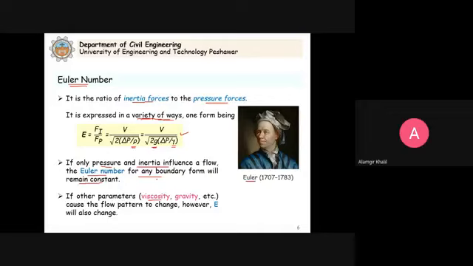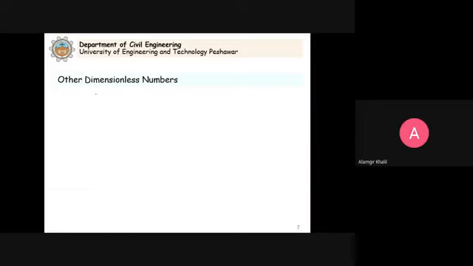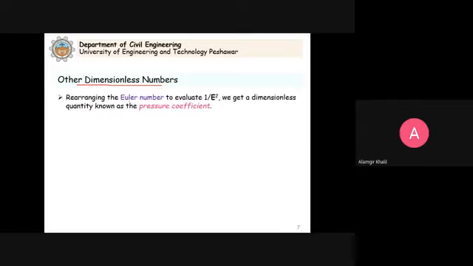Now, these are the numbers that are explained in your textbook, and in addition, we have some other dimensionless numbers. For example, if we rearrange the Euler number to evaluate 1 by E square, we get a dimensionless quantity known as the pressure coefficient. So the pressure coefficient is equal to the change in pressure divided by half rho V square.